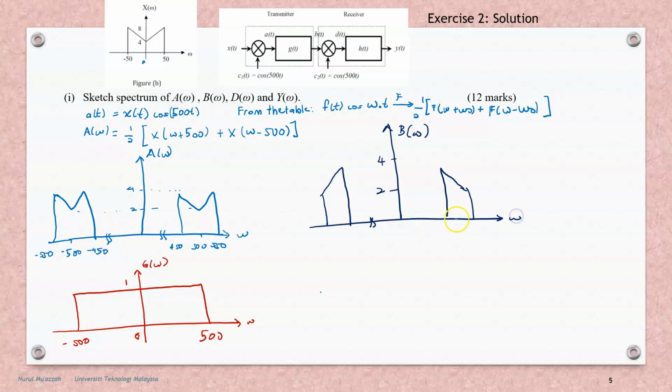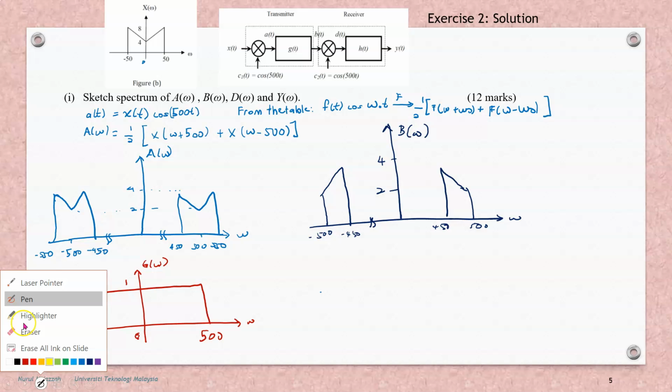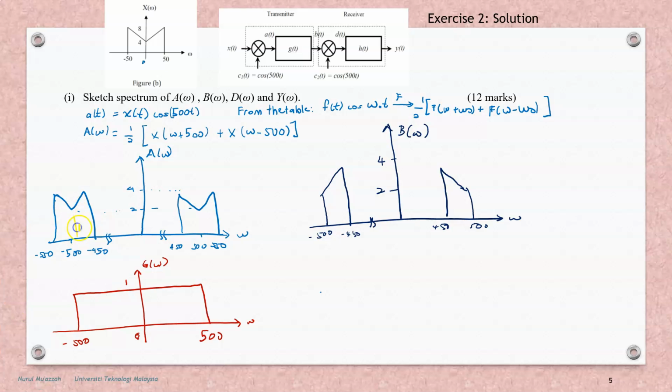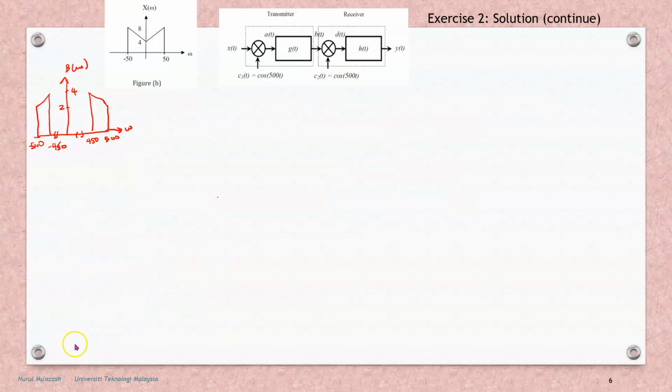This is omega. And here, the frequency is from negative 500 to 500 because that is the cutoff frequency. It means that only this part of the signal, let me color it here, only this part of the signal will go through the low pass filter.